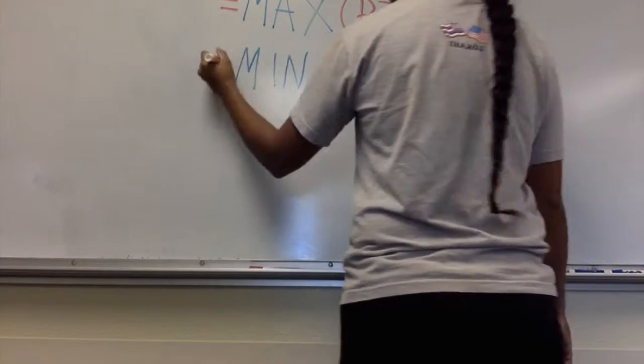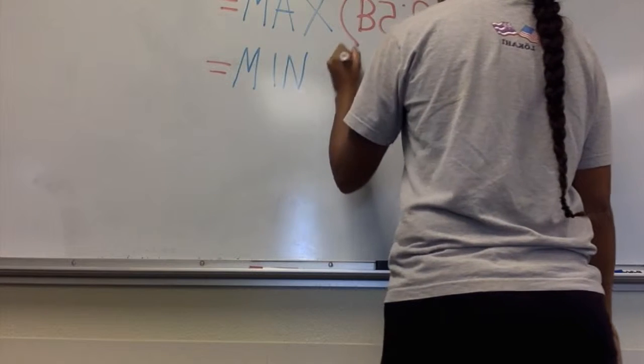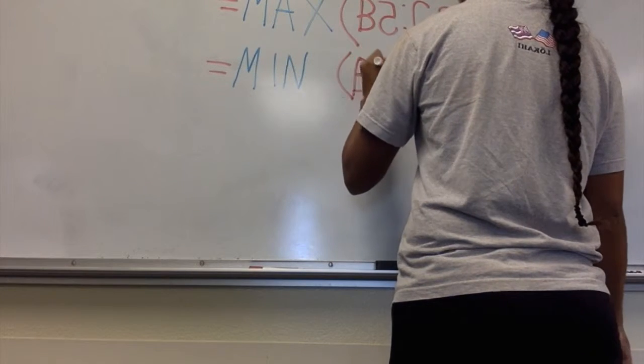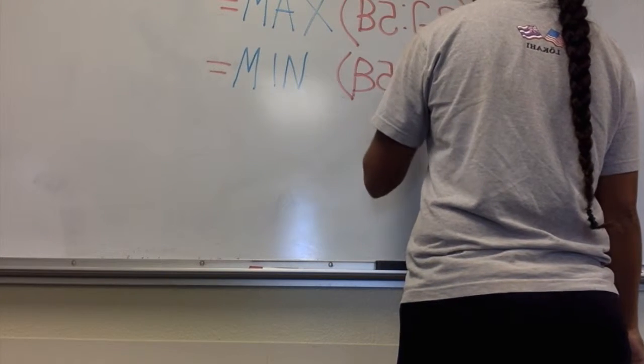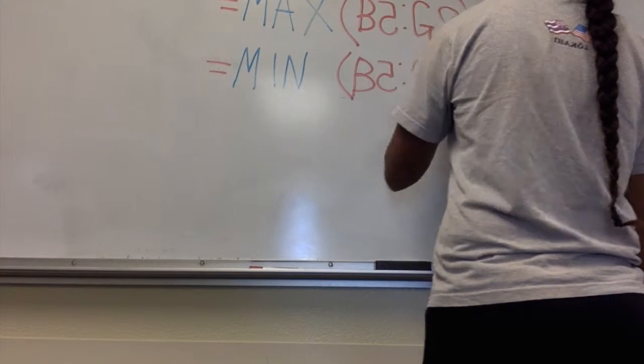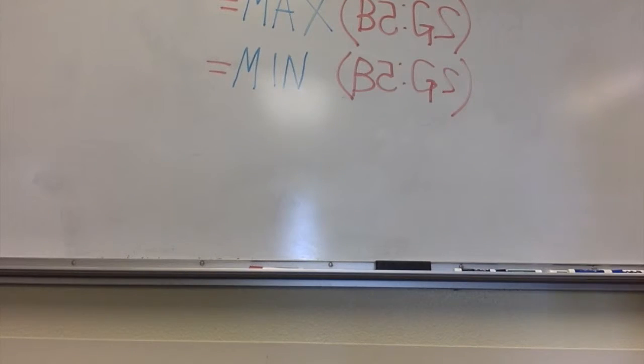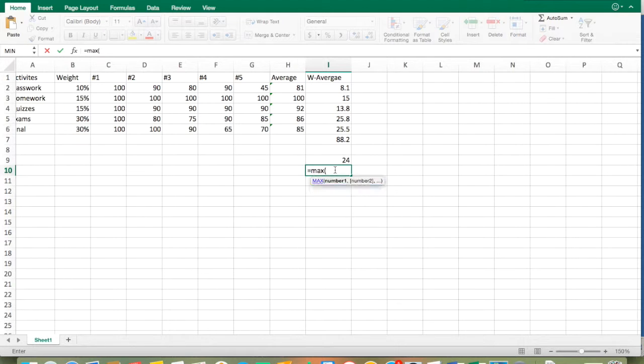If we switch it to find the lowest value, we will be using equals min, open parentheses, E5 to G2. Now close the parentheses. This will give you the lowest value, which is 45.